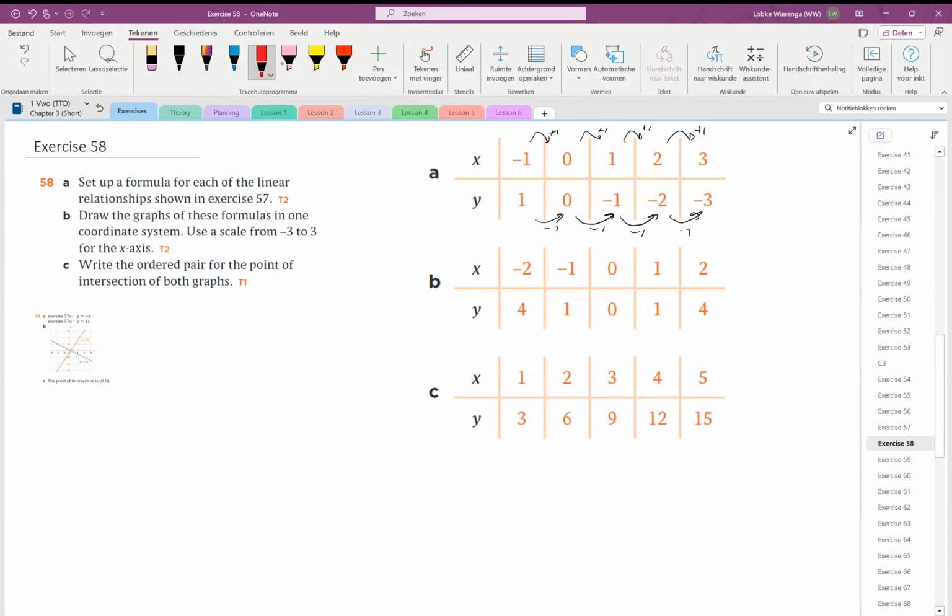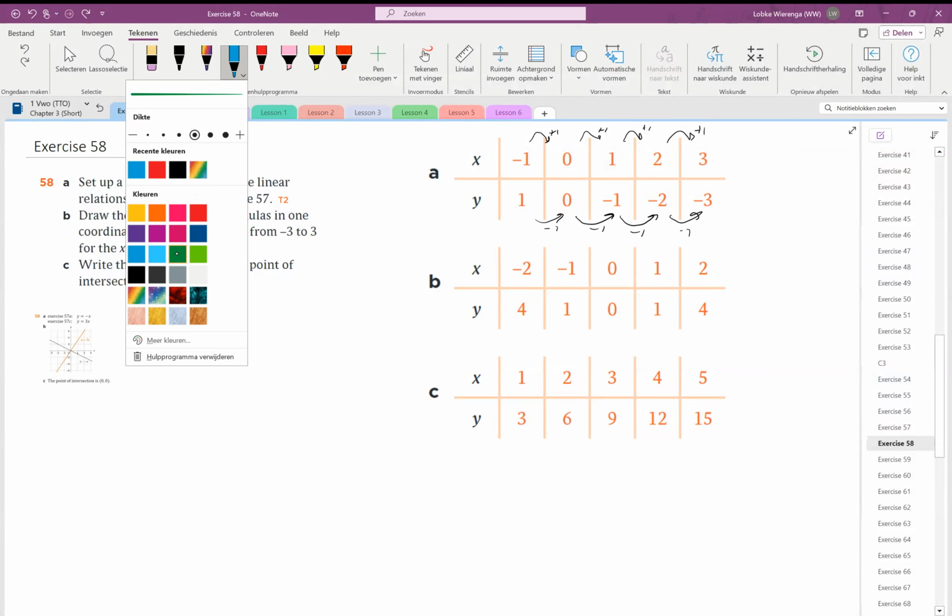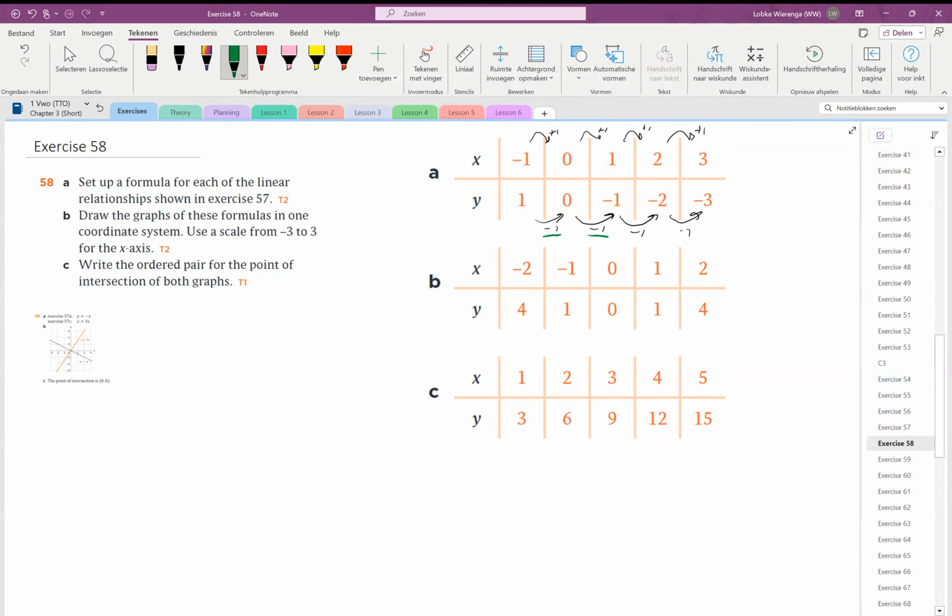This part, this minus 1, minus 1, minus 1, minus 1, let's get the green color over here. This one is the same, and we need it. The other part is that we can have a look at what's under our 0, which is a 0. So we need that one for our formula as well. So in this case, your formula will look like y is minus 1x plus 0.